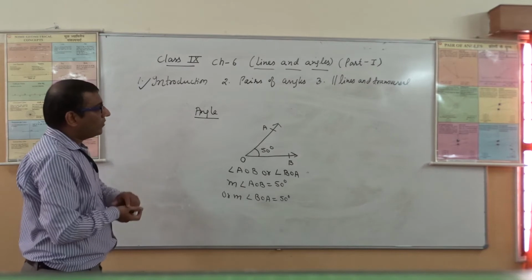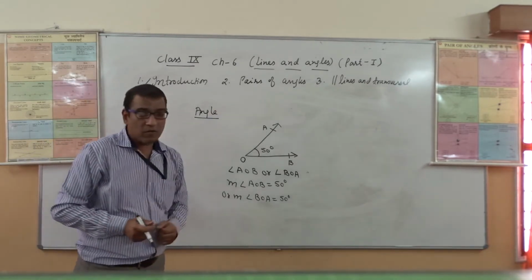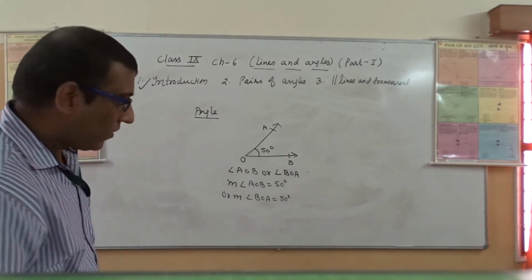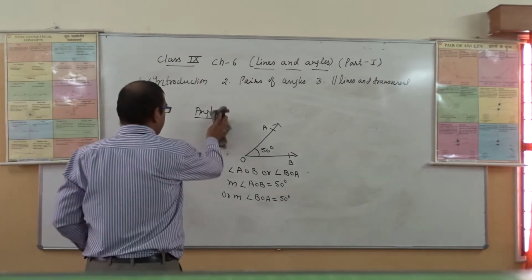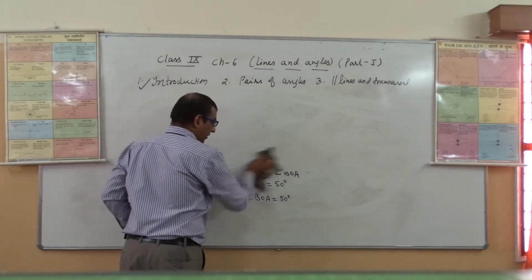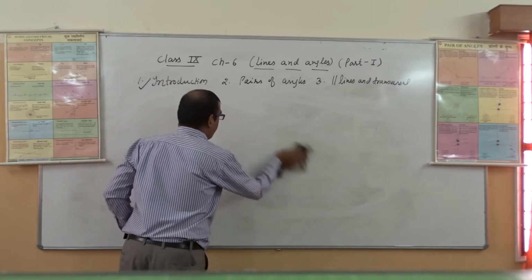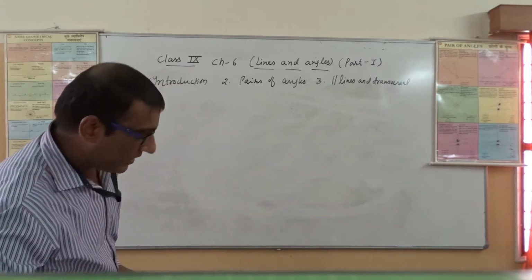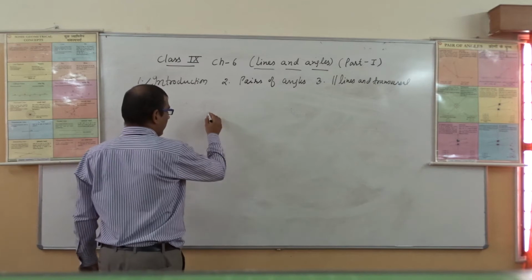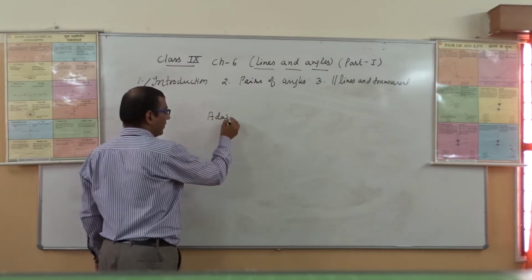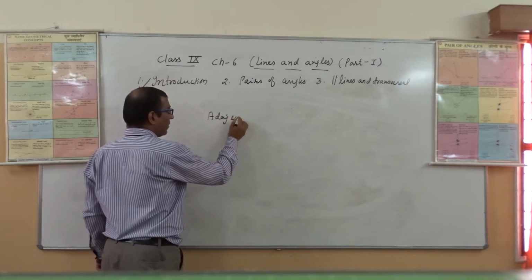Now we will come to the next point. What is the meaning of pairs of angles? Basically this concept includes 2 or 3 points. So first we will come to adjacent angles. What is the meaning of adjacent angle?